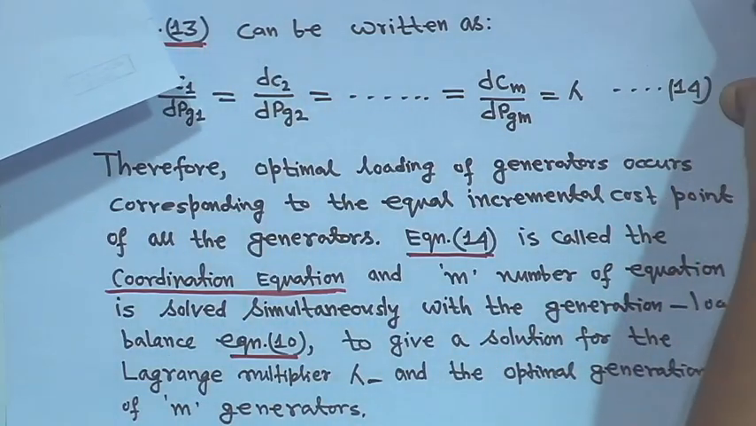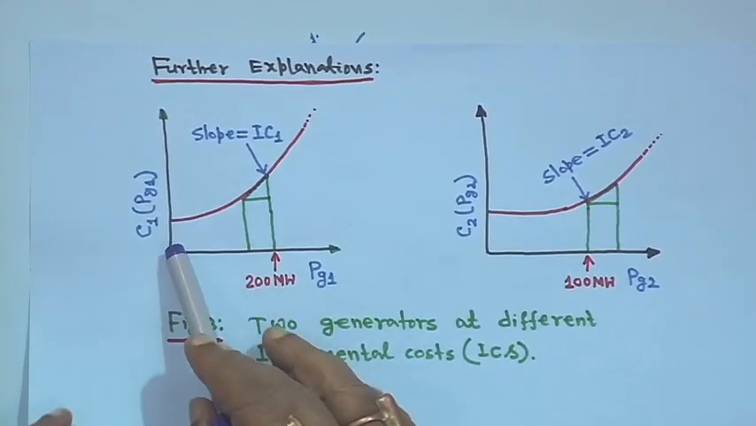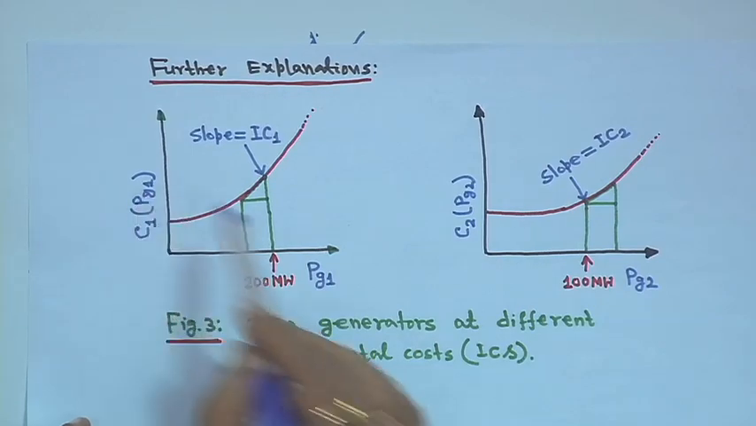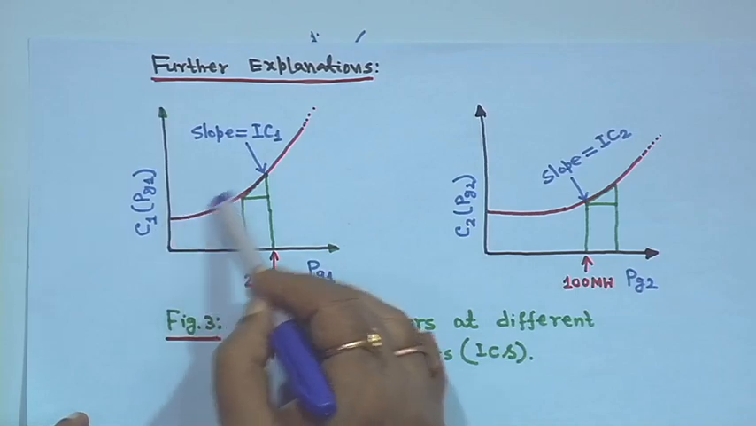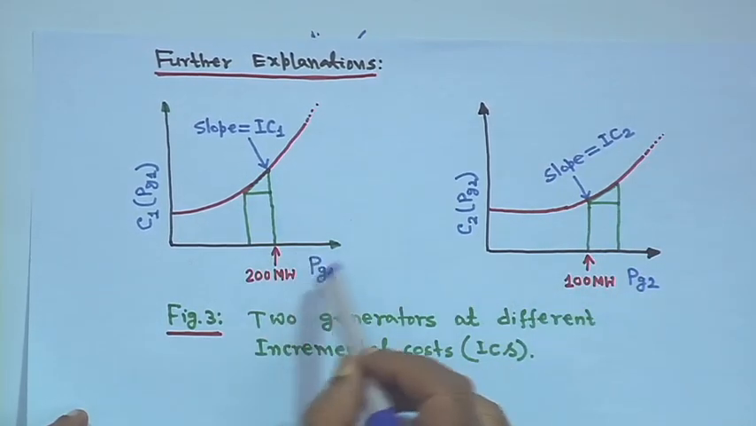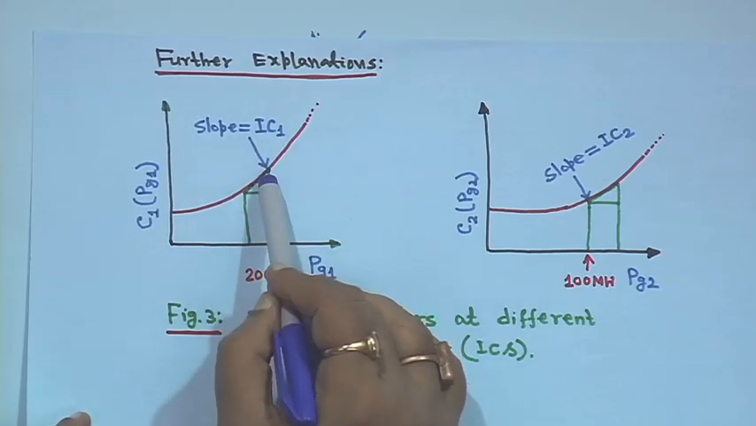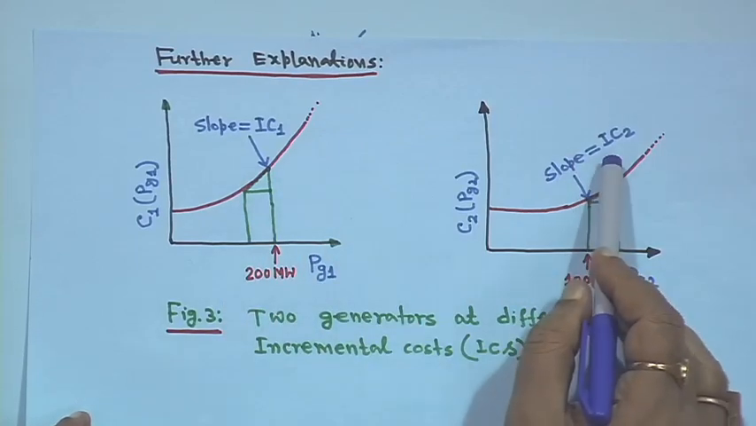For example, you have a cost characteristic of two generating units. One is C 1 versus P G 1, another is C 2 versus P G 2. This is another type of characteristic, right. For example, this is the slope, which you call I C 1 for unit 1, and this is the slope I C 2.